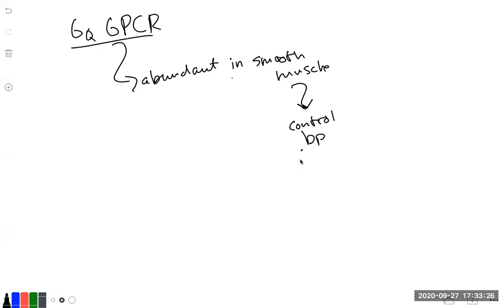So if we stimulate these receptors in our smooth muscle, they are going to raise our blood pressure, which means if we inhibit them, that inhibition is going to lower our blood pressure. So let's see how this works.